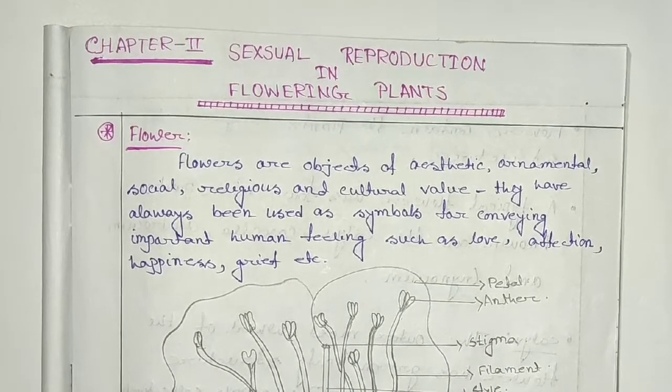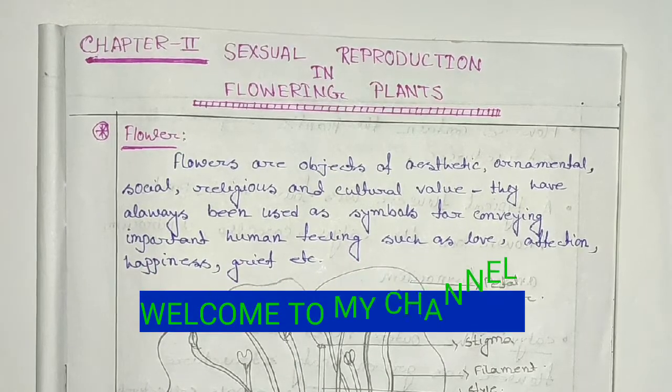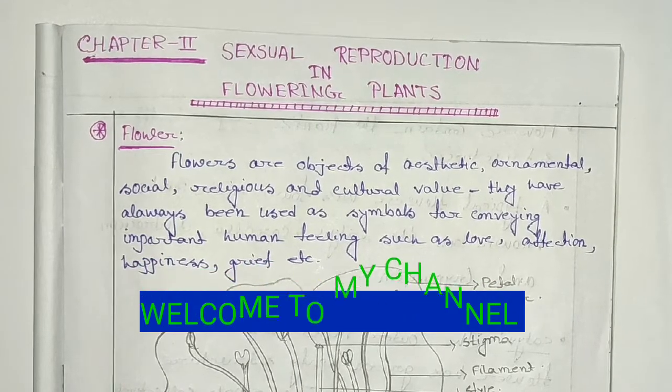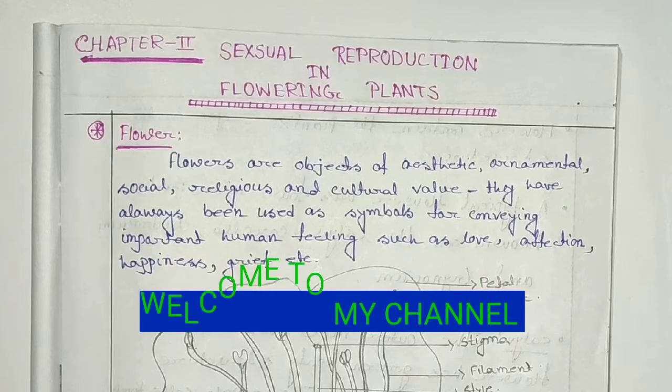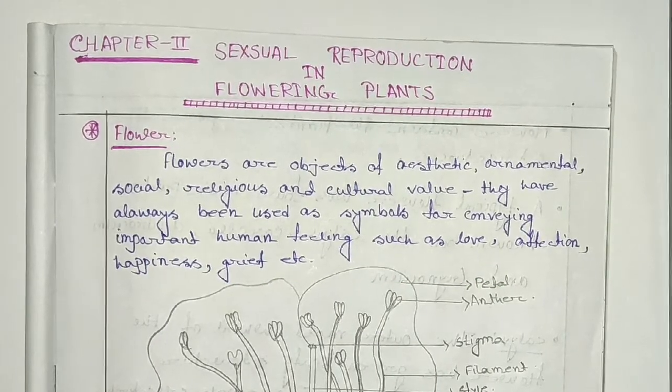Today we will discuss the second chapter, that is sexual reproduction in flowering plants. Before we discuss reproduction, we have to know about the flowers, the different parts of flowers and their structures.